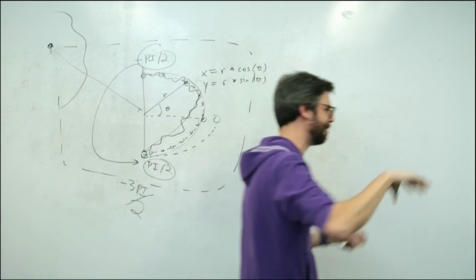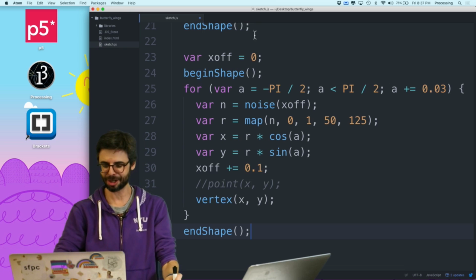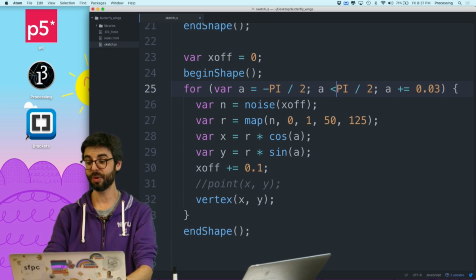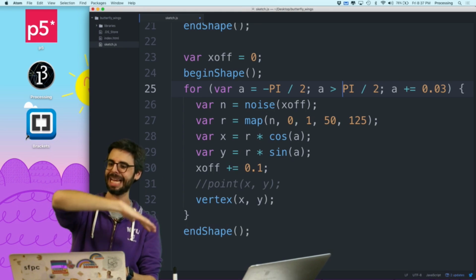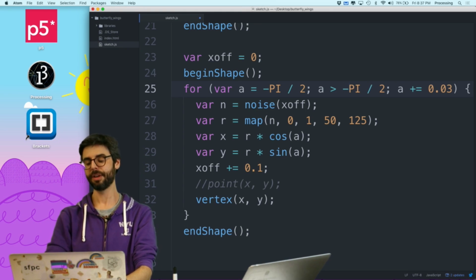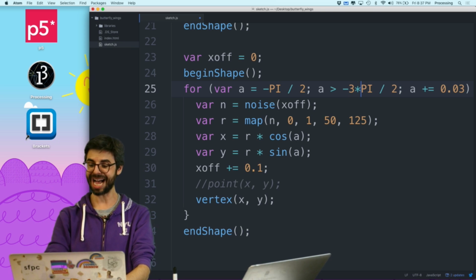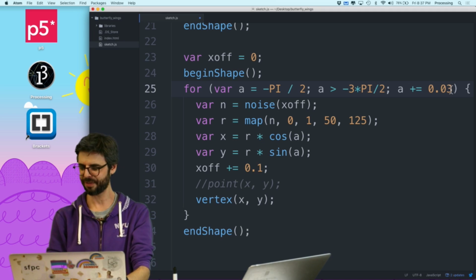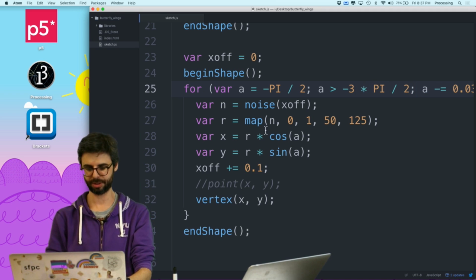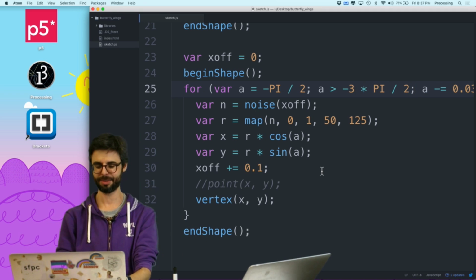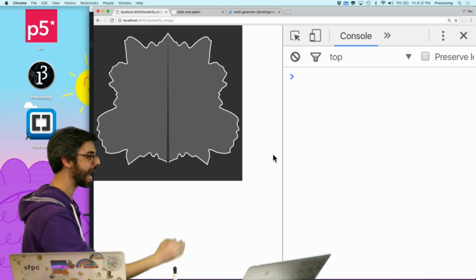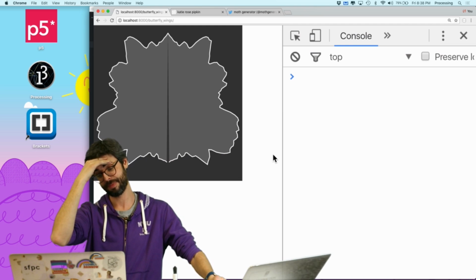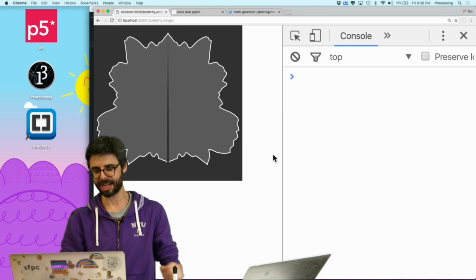So let's try that. I'm sure there might be another way to think about it that would be easier, but let's go from negative pi divided by 2 all the way to, as long as it's greater than, remember I'm going in a negative direction now, negative 3 times pi divided by 2. And this is probably a ridiculous way to write these values out, but fine. And then a minus equals, and then exactly the same code. There we go. Now look, I have exactly mirrored it. Now I could make it just one continuous shape, which would make a lot of sense to do.